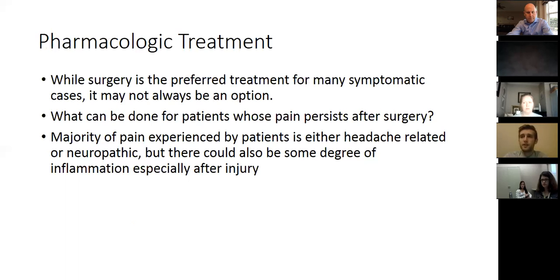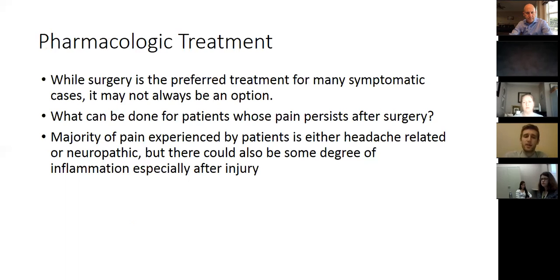So what about patients who've had a surgery and come to us, or patients who just aren't surgical candidates and present with symptoms of Chiari malformation? What can we do? A lot of the pain experienced by patients is either headache related or neuropathic pain, again, from that compression of the cranial nerves, or that syrinx developing in their spinal cord, compressing their spinal cord and causing weird neuropathic pain syndromes that have odd manifestations.